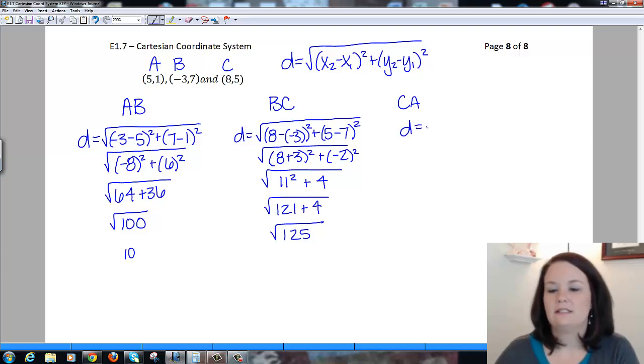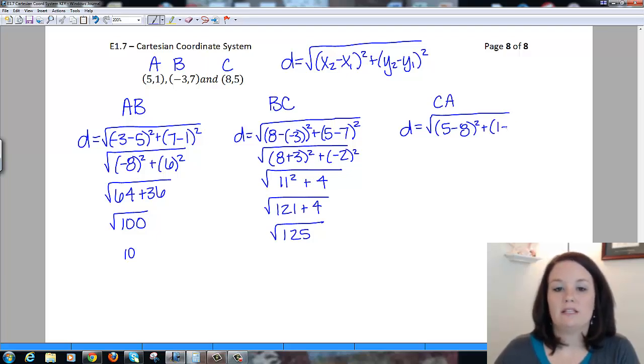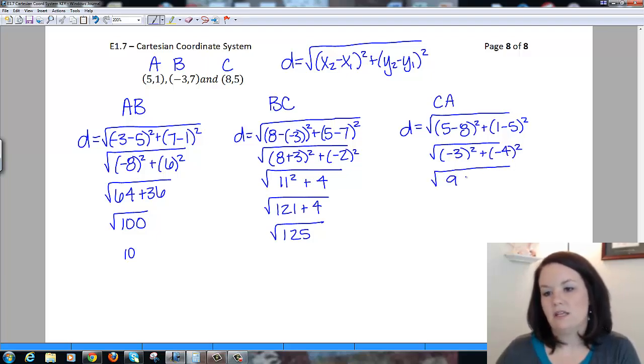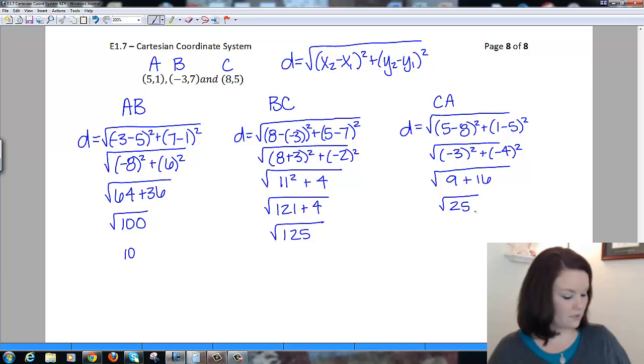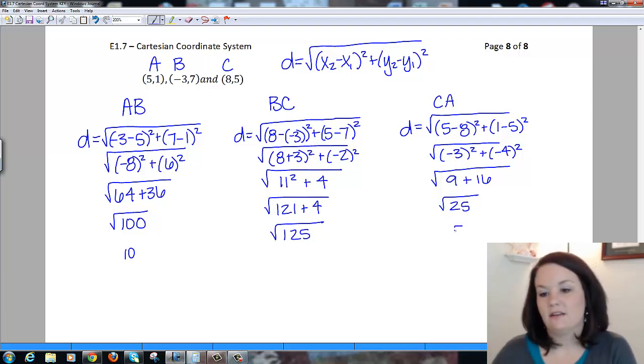And then my last distance is from C to A. So my distance from C to A, I do my x value from A, which is 5, minus my x value from C, which is 8, squared, plus my y value from A, which is 1, minus my y value from C, which is 5. So I have the square root of negative 3 squared plus negative 4 squared, which gives me 9 plus 16 under my radical, which is the square root of 25. Okay, again, that equals just 5.